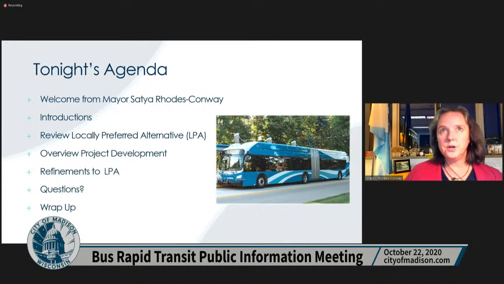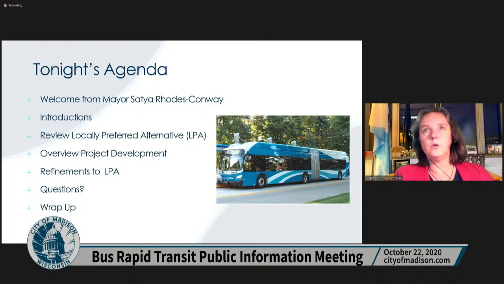In March, the Common Council adopted a locally preferred alternative for the first phase, which is roughly east town to west town of the BRT system. Since that time, the Federal Transit Administration has approved this project to enter the next phase of planning and engineering, which is called project development. City staff have continued to work with residents and businesses in the community and are in the process of refining this locally preferred alternative based on the feedback that we've obtained.